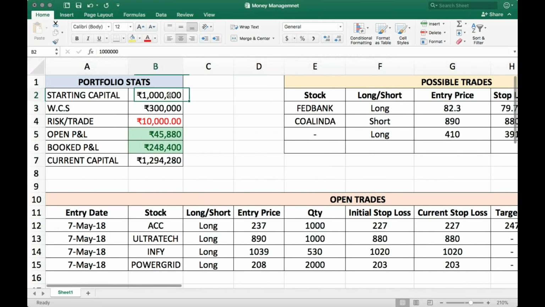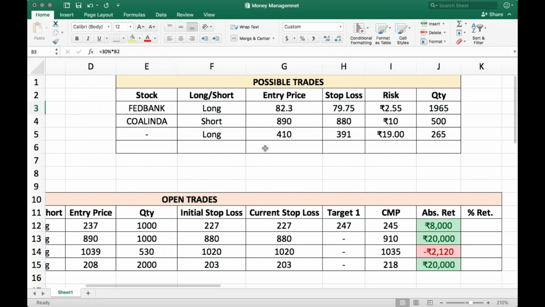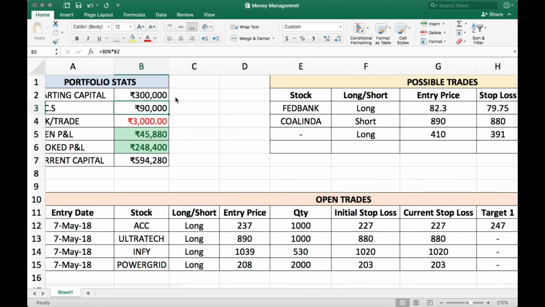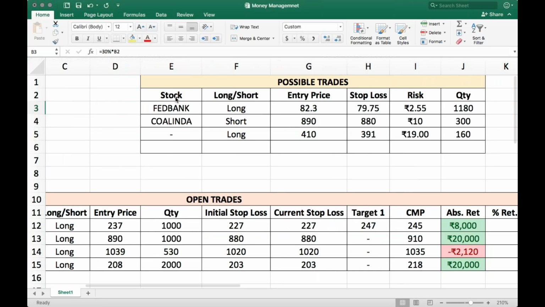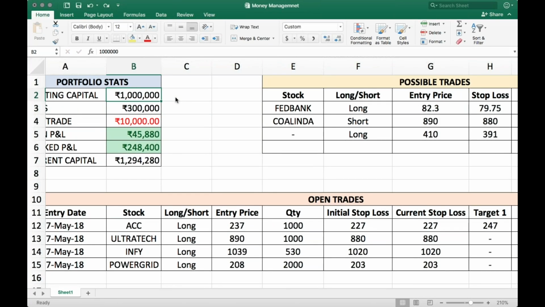Now for someone who's using 5 lakhs, just change this and everything changes accordingly. If you're starting with 3 lakhs, everything will change accordingly. Fine? You don't have to calculate separately. Let's go back to 10 lakhs.